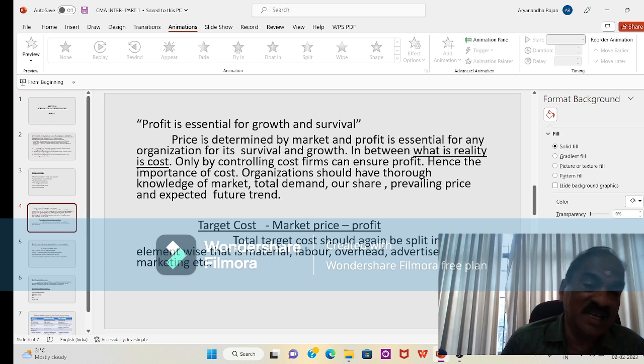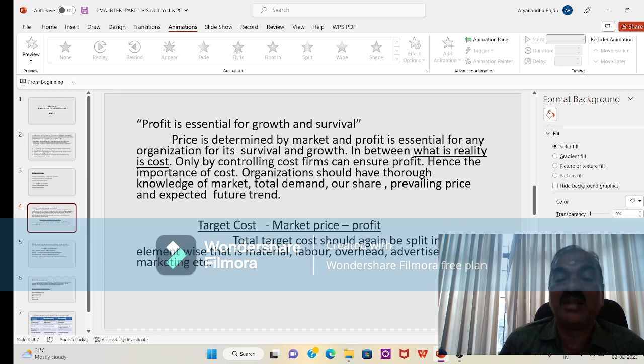Profit is essential, and price you don't have any control over. So what is the reality in between this? You can sell a product at rupees 100. While selling the product at rupees 100, if you have to earn 10 rupees profit, you should manufacture that product at 100 minus 10, at rupees 90. That is the reality cost. So cost is a reality and price is a policy.